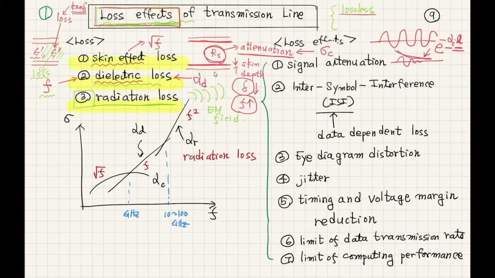As I mentioned before, as this high frequency signal is traveling along the transmission line, it will suffer attenuations. This is the attenuation constant. There are three different attenuation constants. Alpha C is coming from conductor loss, skin effect loss. The second loss is from dielectric loss, and the third loss is radiation loss. If you have higher loss, you're gonna have more attenuation of signals.